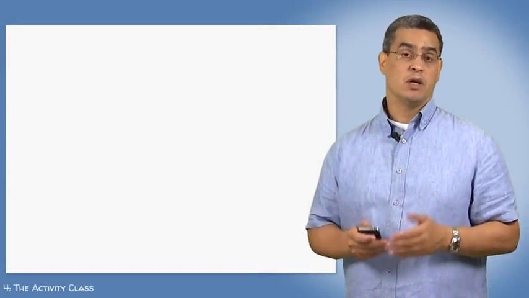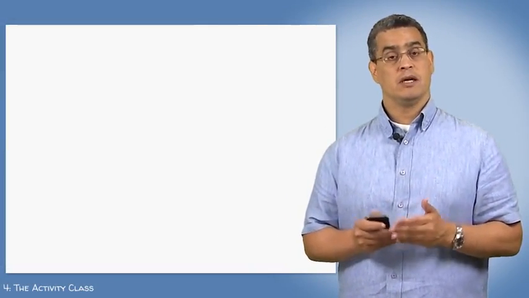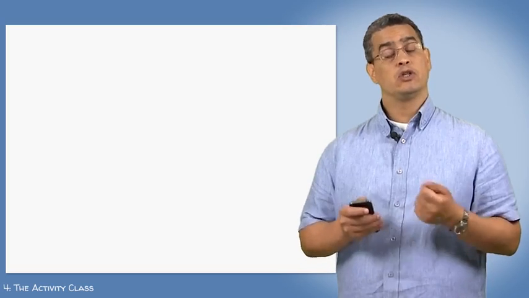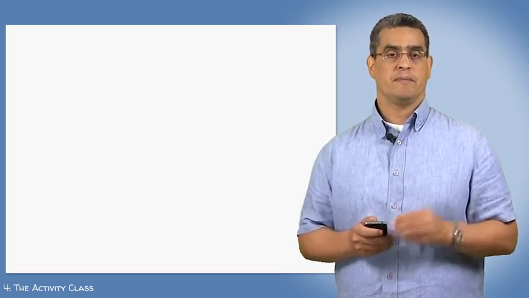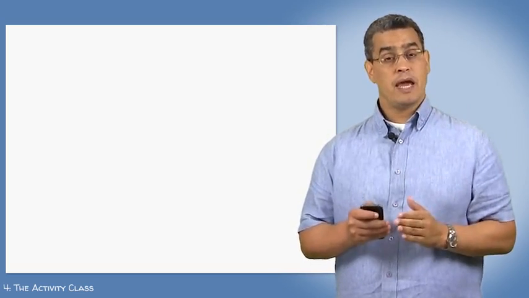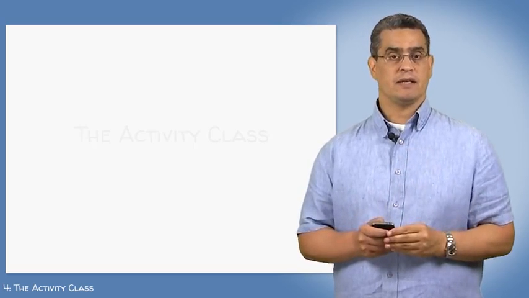In our last lesson, we talked about the four fundamental components of Android applications, and they were activities, services, broadcast receivers, and content providers. Today, we're going to take a deeper look at one of those components, the activity class.